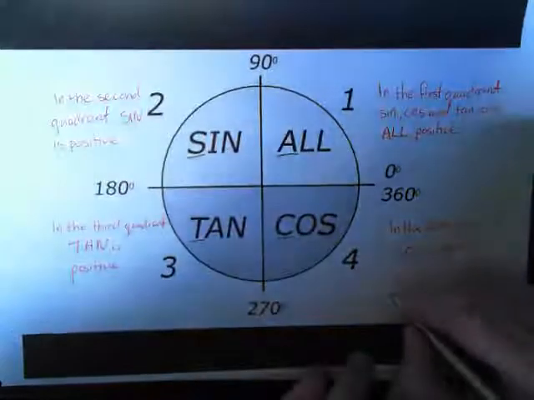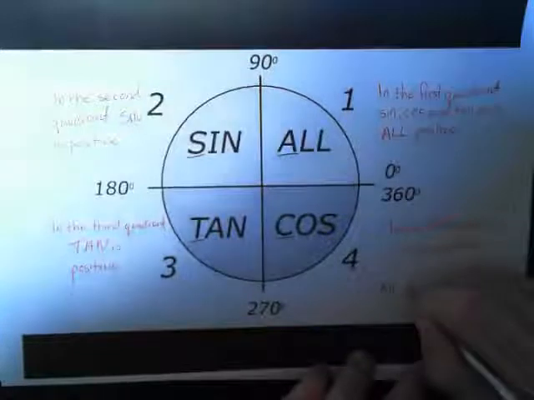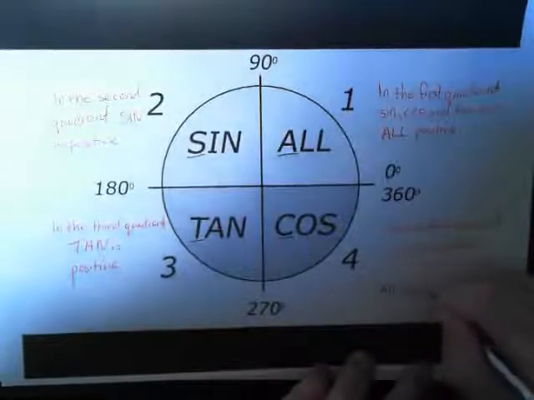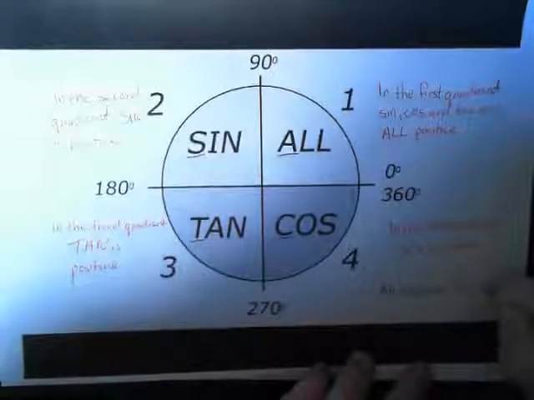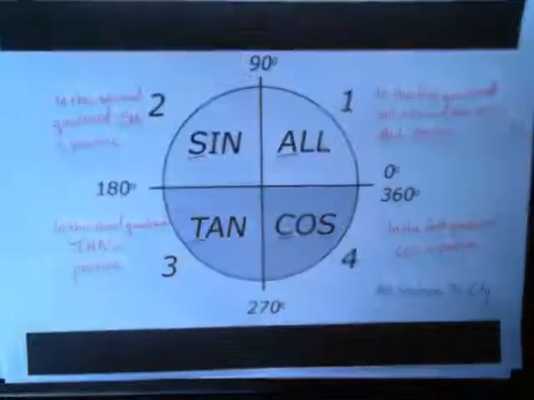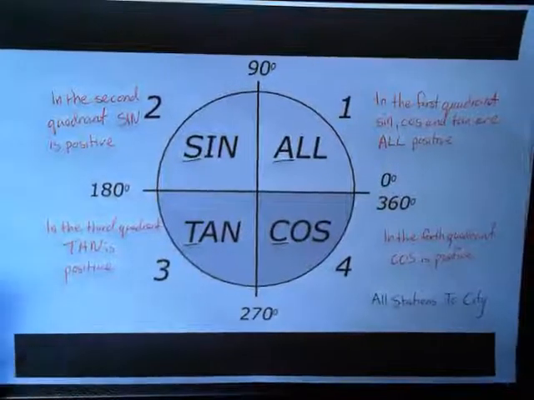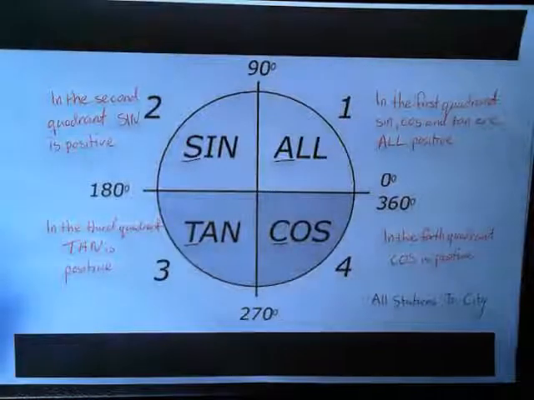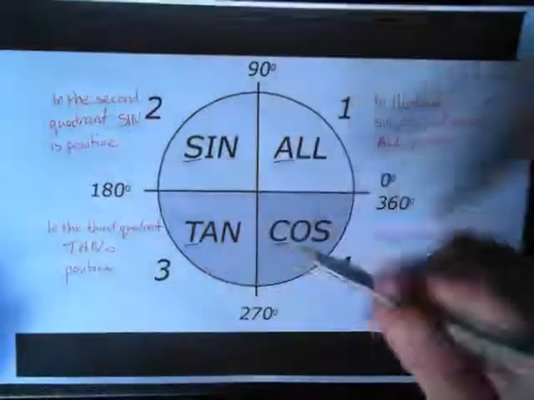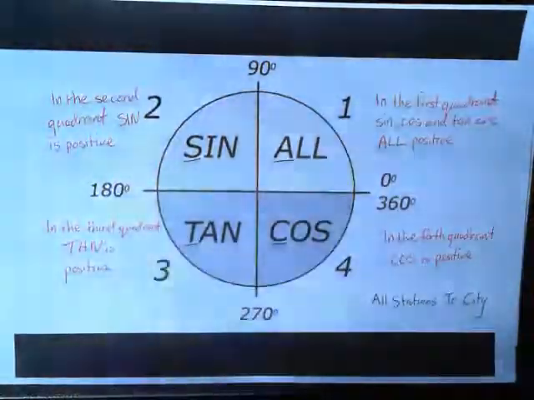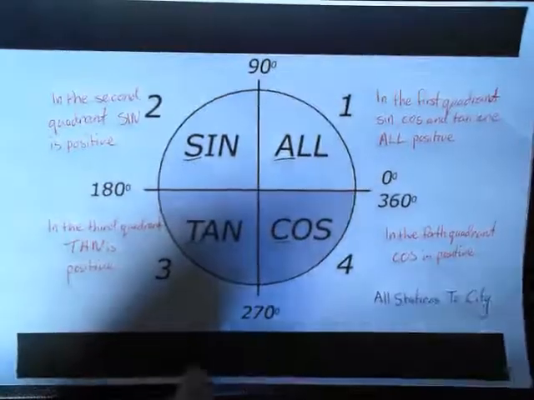And you can remember that with a simple phrase, all stations to city. Think about a train. Not that we have trains in Doncaster still. All stations to city. ASTC. So this is how you can remember and relate things back to the first quadrant.